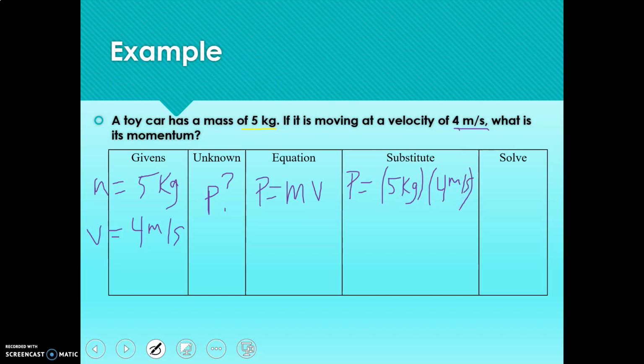And we assume from the problem, it doesn't give us a direction, but it is a positive 4 meters per second. So the momentum is also going to be positive. So that means that the object could be moving to the right. So we're going to solve. 5 times 4 is 20. And our units are kilogram meters per second.